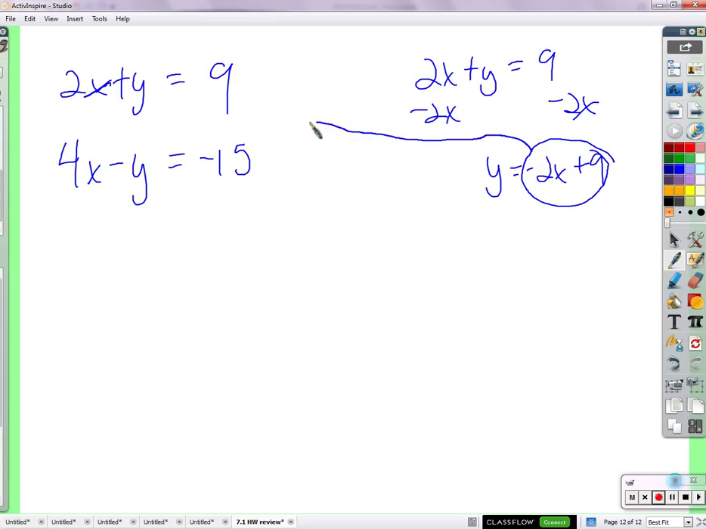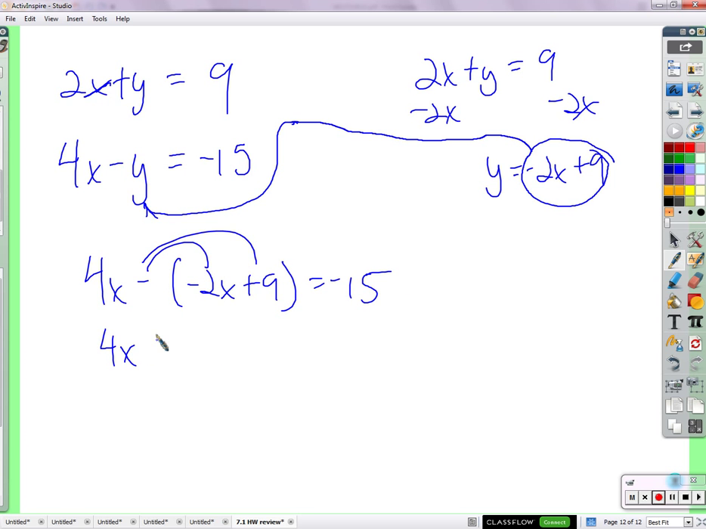Right, here's the important thing when you're substituting. When I go back to plug this in, it's very important that I don't just plug it back into this equation. I'm just plugging it back into itself, because that's the equation we just used. So we want to plug it into the other equation for y. So 4x minus, okay, here's what y is, negative 2x plus 9, equals negative 15.